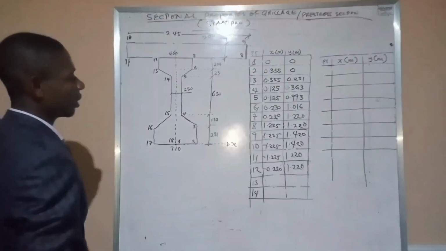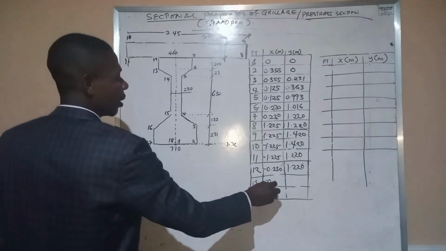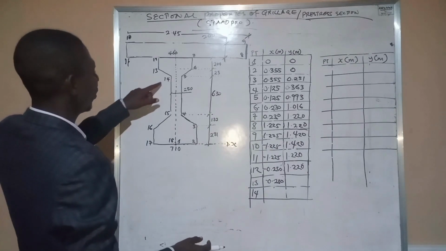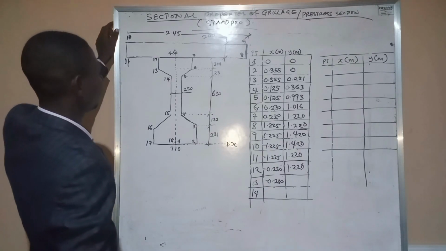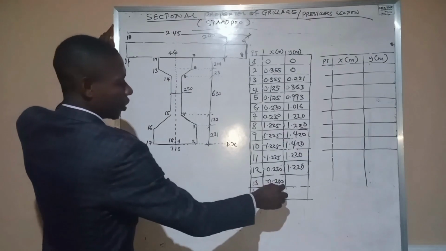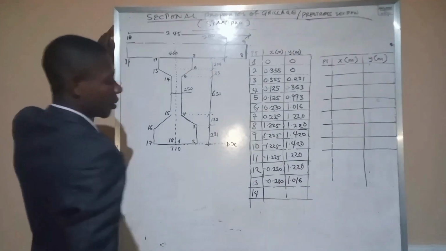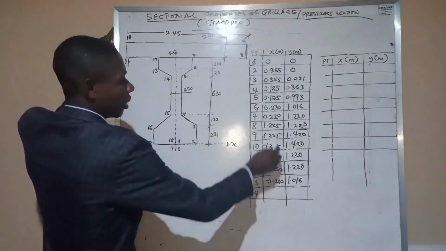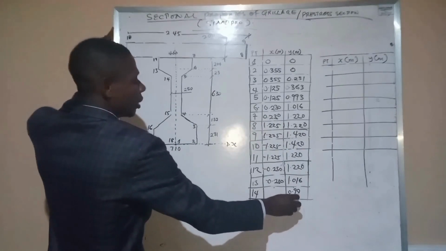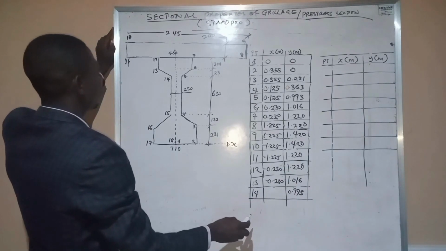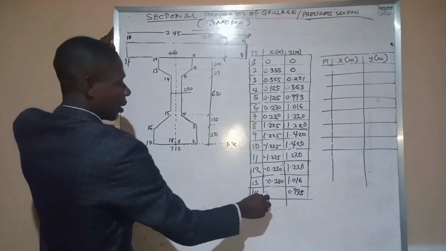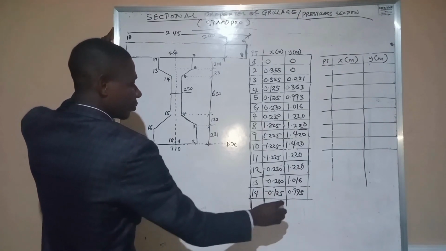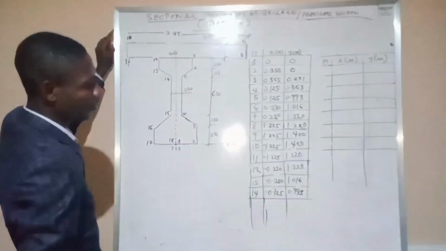Now point 13 remains the same in terms of s as point 12, 0.230, and the y coordinate at 13 becomes the same as that of point 6, which is 1.016. Now at point 14, the y coordinate is the same as that of point 5, which is 0.993, and at point 14 we have the s coordinate as 0.125. All right, so we have gotten this.